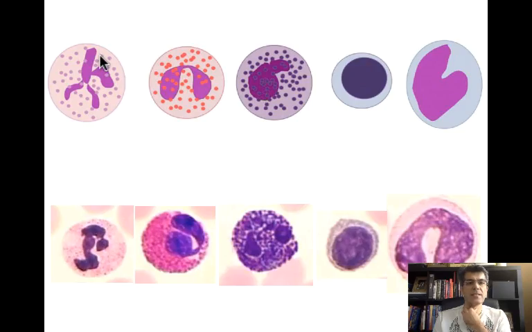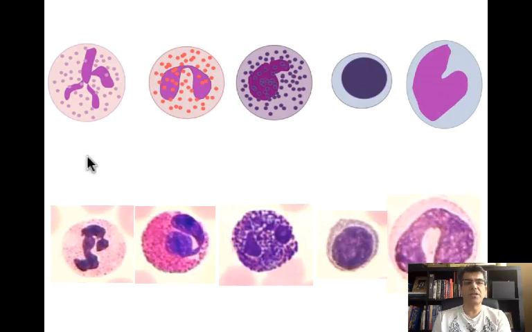Inside the cytoplasm, they have some granules. These are granules. This one also has granules. This one also has granules. That's why we call these three granulocytes. A cell type with granules. But these two, as you can see, they don't have granules. That's why we call these two agranulocytes.